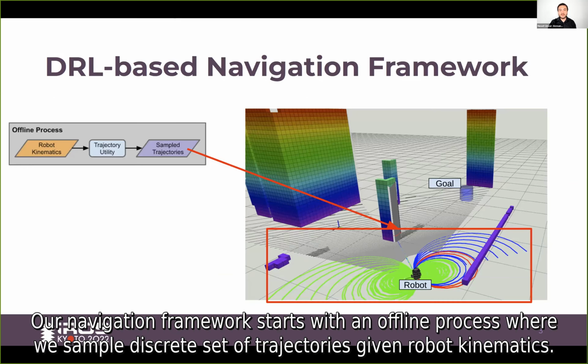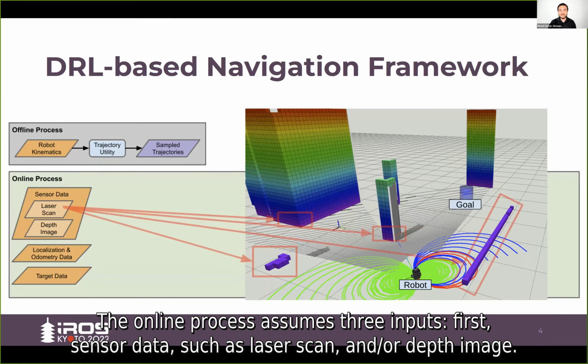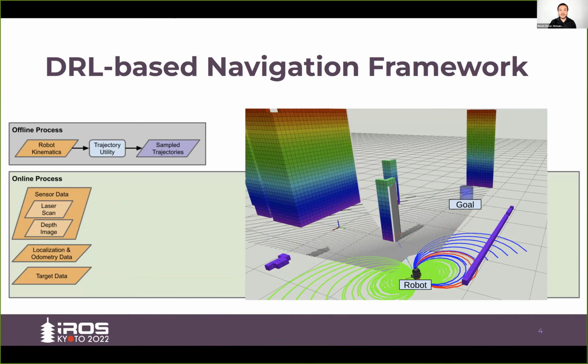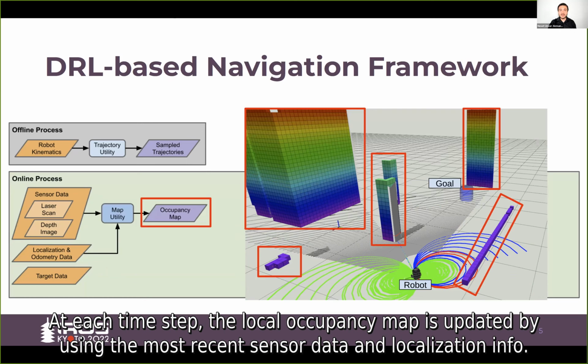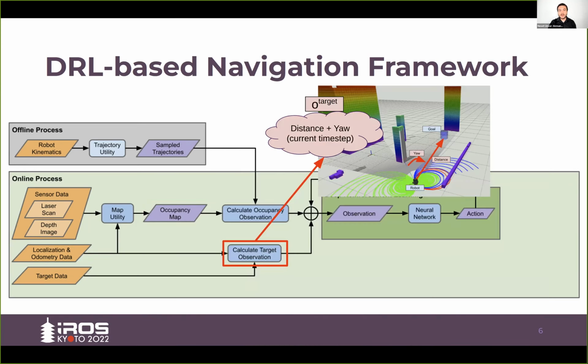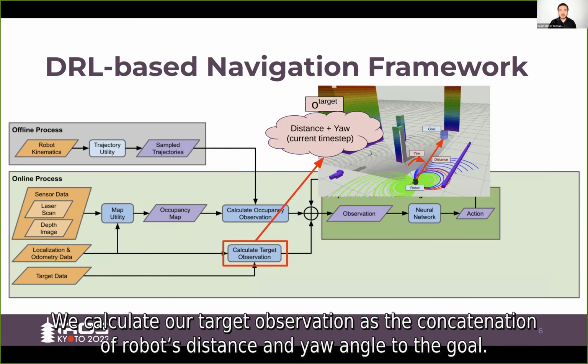Our navigation framework starts with an offline process where we sample a discrete set of trajectories given robot kinematics. The online process assumes three inputs. First, sensor data such as laser scan and/or depth image. Second, localization and robot odometry. And third, navigation target. At each time step, the local occupancy map is updated by using the most recent sensor data and localization info. We calculate our target observation as the concatenation of robot's distance and yaw angle to the goal.